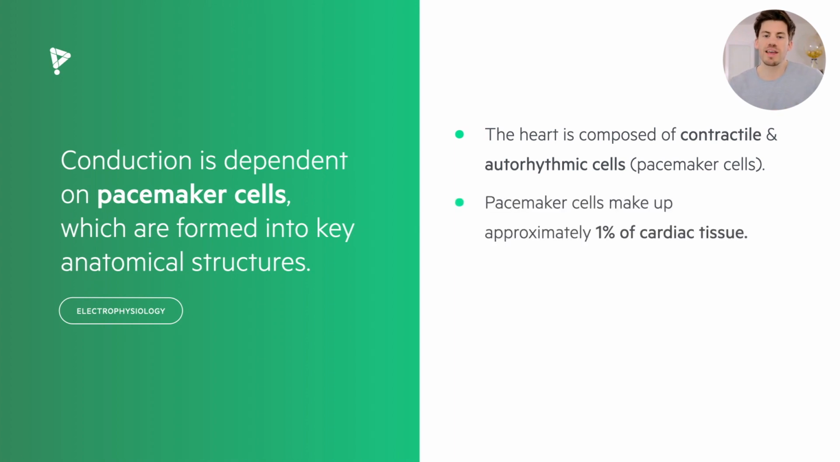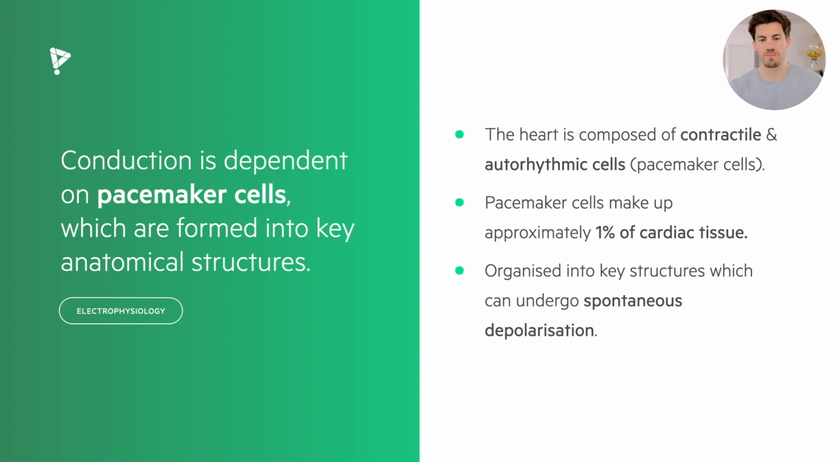Pacemaker cells make up around 1% of cardiac tissue. The majority of the heart is composed of contractile cells, which are important for actual contraction of the heart and ejection of blood from the ventricles or from the atria. A small proportion are these pacemaker cells, which are involved in initiation of this electrical activity. They're organized into key structures which can undergo spontaneous depolarization.